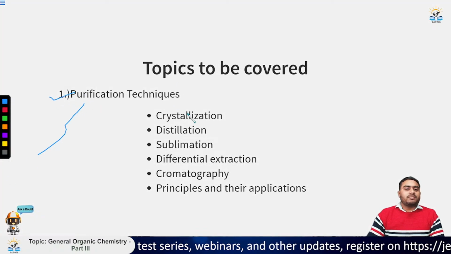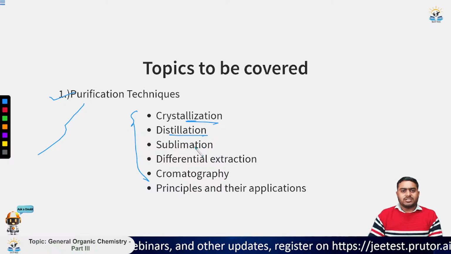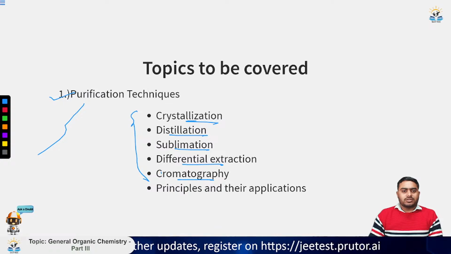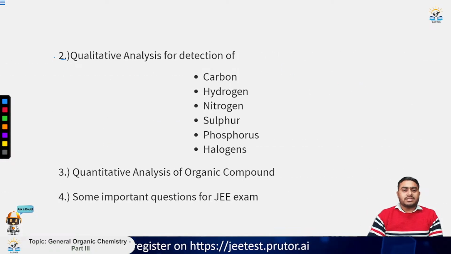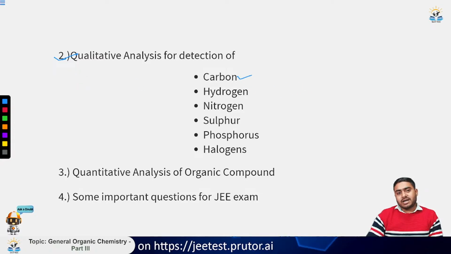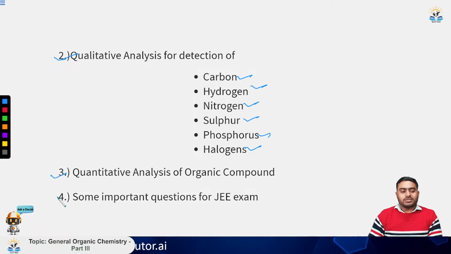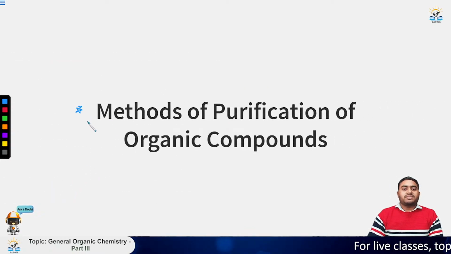Today's topics to be covered: first, purification techniques, some basic techniques like crystallization, distillation, sublimation, differential extraction, and chromatography, including chromatography principles and their applications. Then we will be discussing qualitative analysis for the detection of carbon, hydrogen, nitrogen, sulfur, phosphorus, and halogens. Then quantitative analysis of organic compounds, and at the last we will be discussing some important questions for JEE exams. So let's begin with the methods of purification of organic compounds.